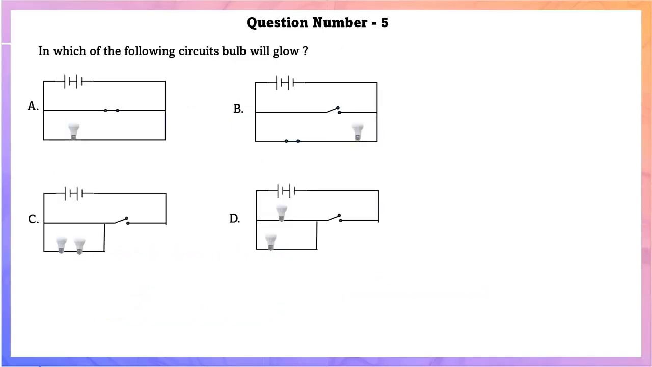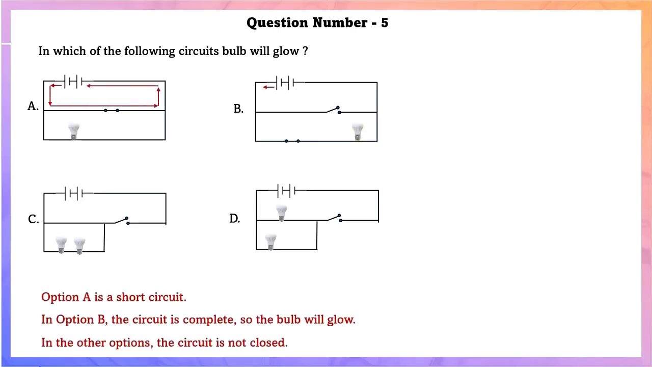Question number 5. In which of the following circuits will the bulb glow? Here option A is a short circuit. In option B, the circuit is complete, so the bulb will glow. In other options, the circuit is not closed, so there is no possibility that the bulb will glow.